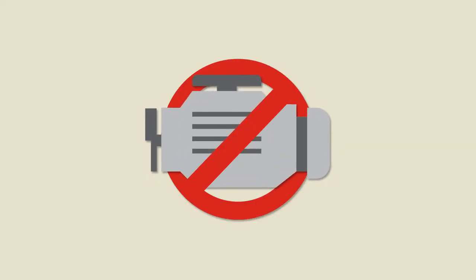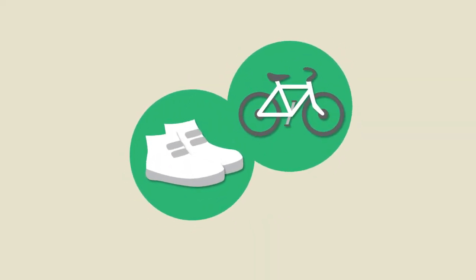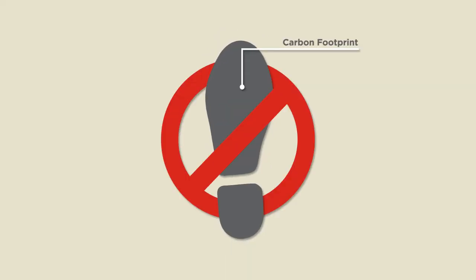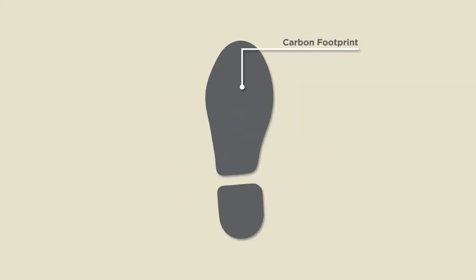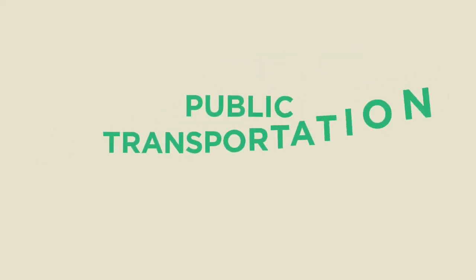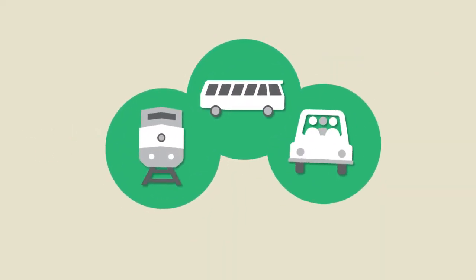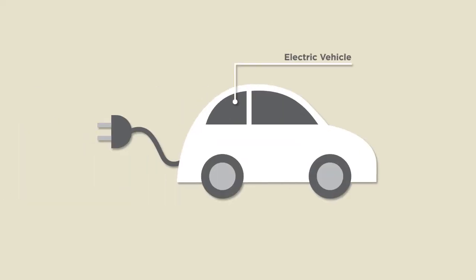Non-motorized travel, think walking or biking, is the only way to get around with no carbon footprint. Of course, that isn't always possible. I get that. Next step on the scale of earth-friendly is public transportation. Buses and trains and even carpooling. In a hybrid or pure electric vehicle, of course.